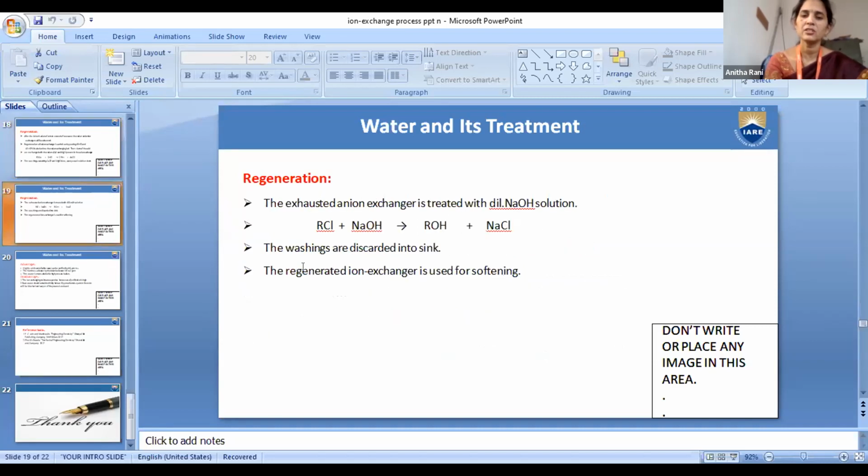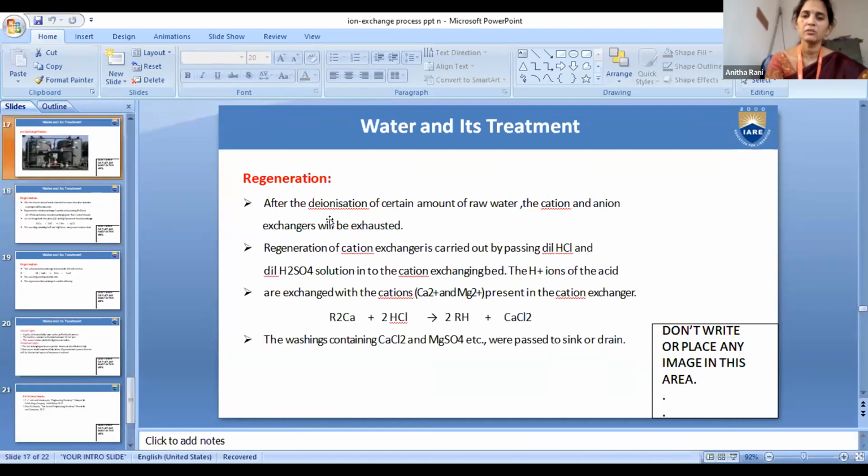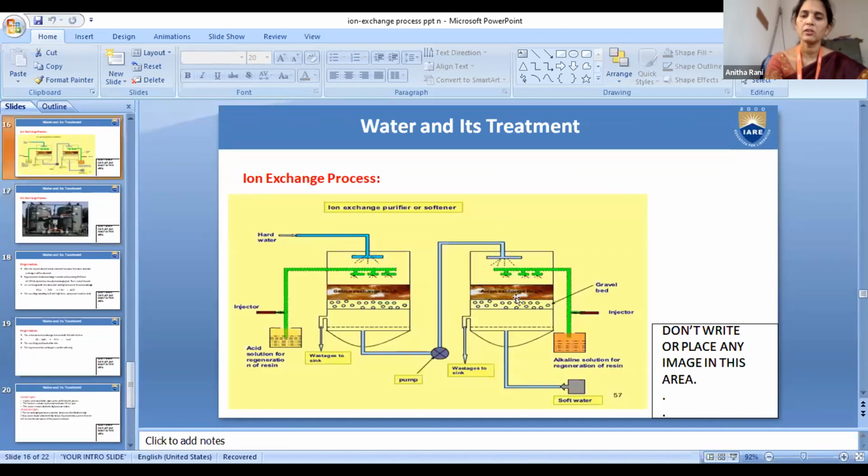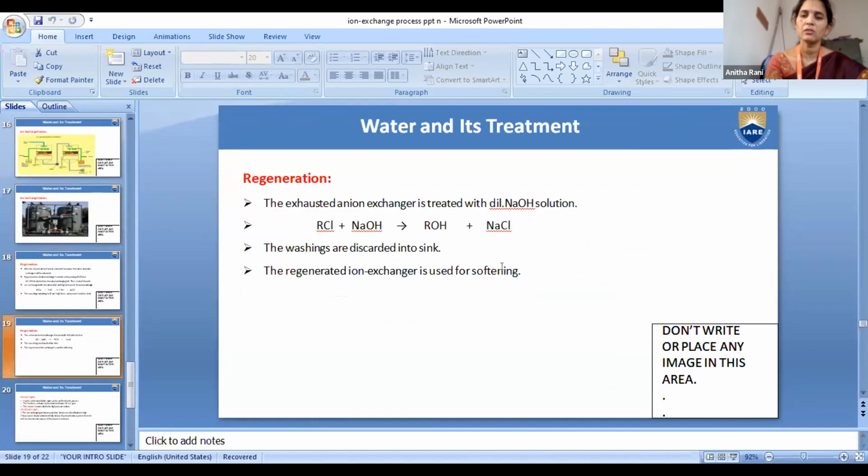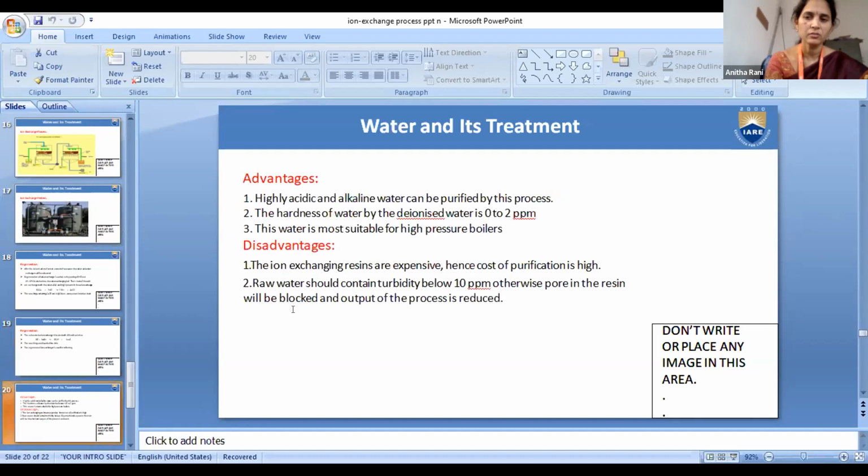For regeneration of the anion exchanger bed, you have to pass sodium hydroxide solution onto the anion exchanger bed, where exchange of the anion will take place, that is the OH minus ion with the chloride ion. You get a fresh anion exchanger bed with ROH, and NaCl you can discard into the sink. Students, understanding? Yes, ma'am. We'll go to the other topic now.